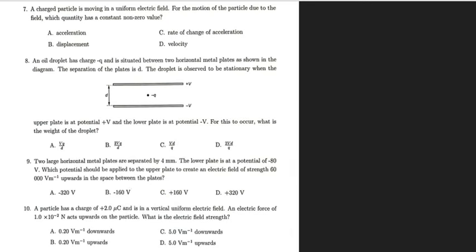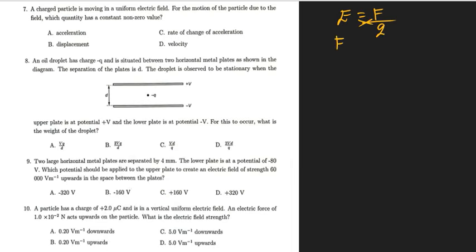Okay, so they want us to find a quantity which is going to have a constant non-zero value. A charged particle is moving in a uniform electric field. For the motion of the particle due to the field, which quantity has a constant non-zero value? Okay, let's do this. We know that the electric field is equal to the force over the charge.